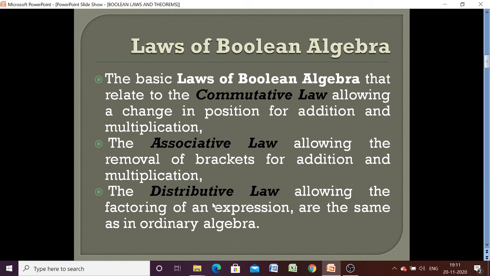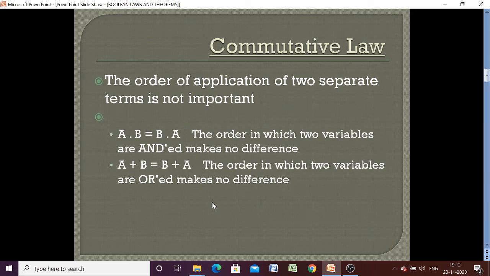Basically we have some laws: the commutative law, associative law, distributive law, and absorption law. Let us discuss all of these laws one by one. The commutative law allows us to change the sequence of variables. If we change the sequence of variables, there will be no difference.